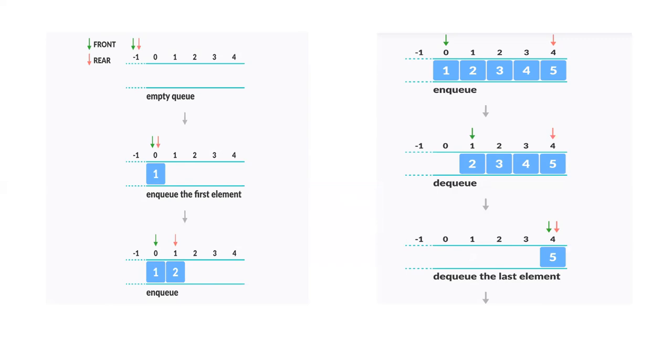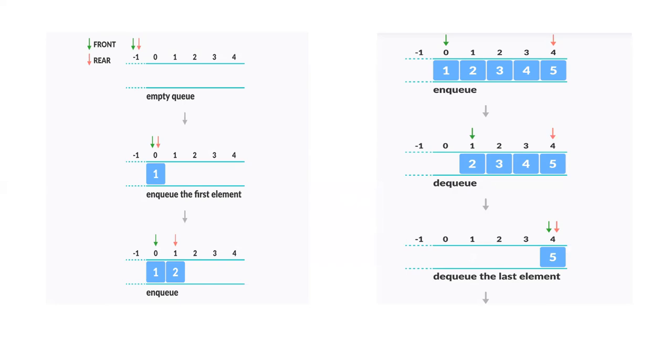So I'm going to increment the rear pointer and point it to position 1 and insert the data 2. Now the front pointer will be pointing to position 0, that is to the data 1, and the rear pointer will be pointing to position 1, that is for the data 2. In such a way, we will be inserting the data 2, 3, 4, 5.